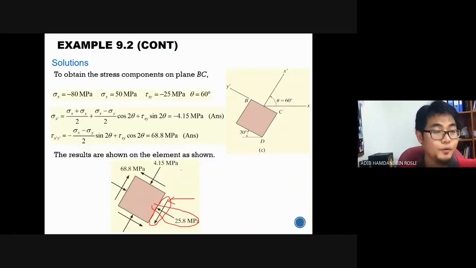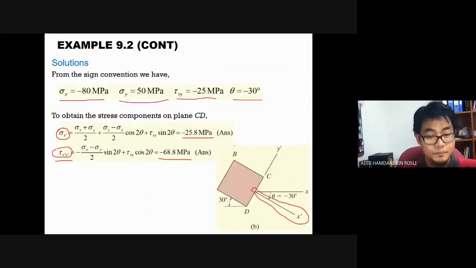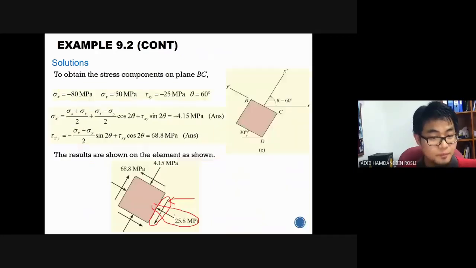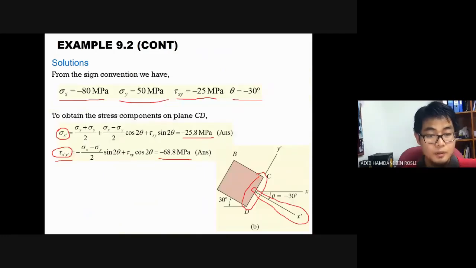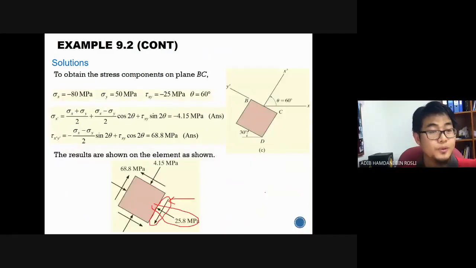For the other side, now you have analyzed this surface, CD. Whatever you have on this CD, you have the same on the opposite face. So we're going to see what happened to this BC. For this BC, you will rotate how much? You will rotate 60 degrees.